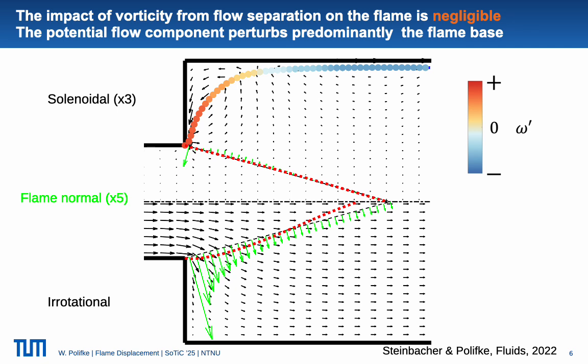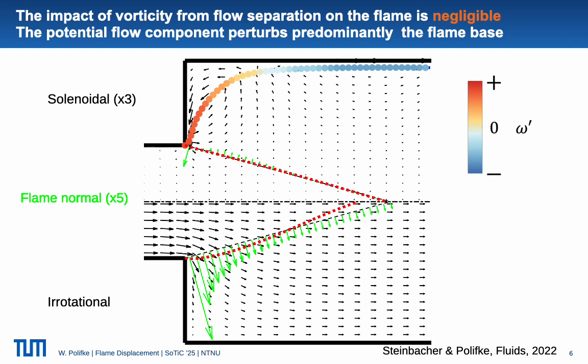The lower half then shows the potential flow computed with Schwarz-Christoffel and the impact that the potential flow has on the flame shape. And if you compare the two halves of the picture, you see, and that came to me as a surprise, that the vorticity hardly affects the flame shape, and it is mostly the potential flow that acts on the flame base, pushes at the flame base, and the wrinkles generated there are then convected by the mean flow towards the tip of the flame.